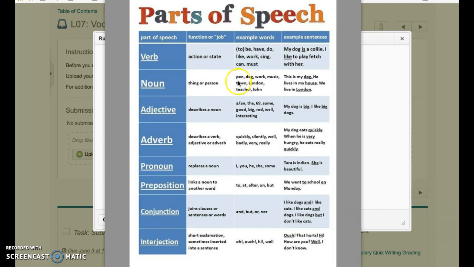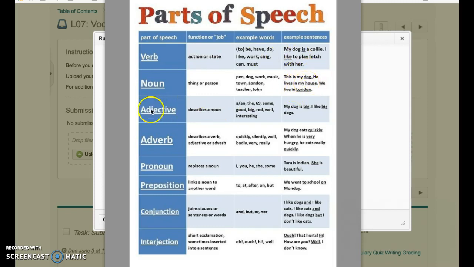Then example words. Here are some examples of nouns. You'll see John and London are capitalized because they are proper nouns. That means it's a specific name of a place and a person. So then here's some sentences using those nouns.